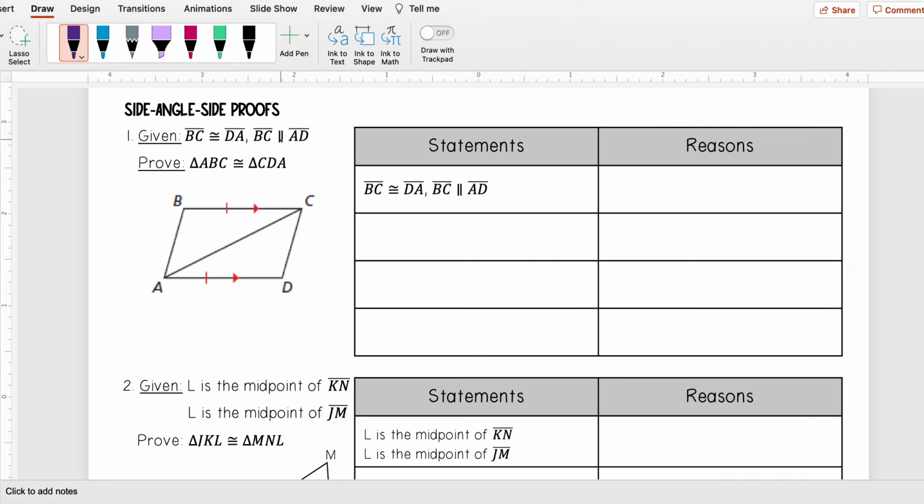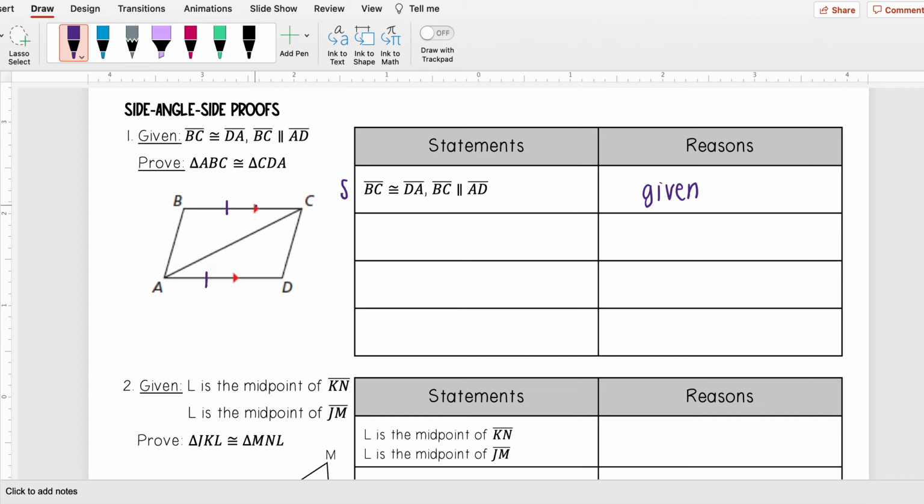So for number one, I'm given that BC is congruent to DA. So I have that tick mark here. And I'm also given that BC is parallel to AD. So again, I always start with my given information. And in my given information, I'm already given a congruent side. So I have that here. So now I just need to find another side that is congruent and then an angle. So I'm going to first use my given information. I'm given that BC is parallel to AD.